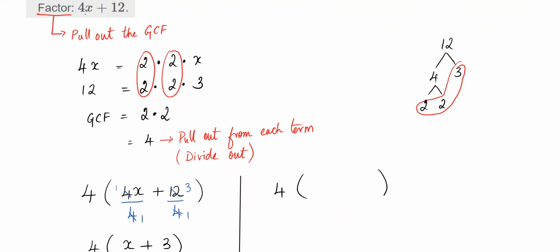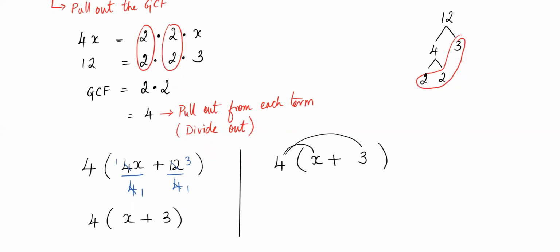I pulled out a 4 from the 4x. So what is remaining? We have just the x. So if you multiplied the 4 and the x, you should get back that 4x from the problem. Then you see a plus, so you put a plus in between. And then 4 times what will give me a 12? That's the next question. 4 times 3 will give me a 12, thus arriving at the same answer.